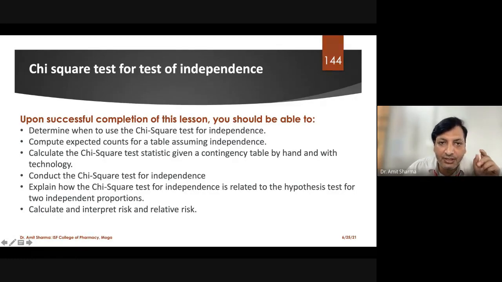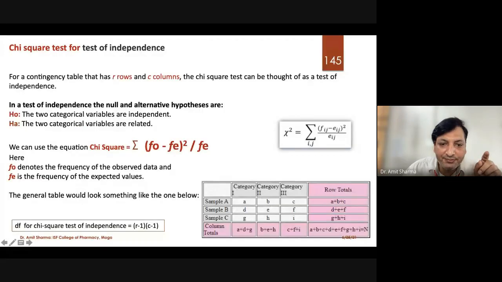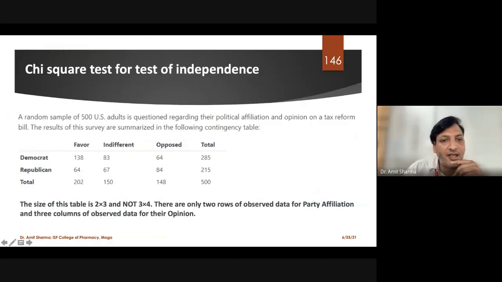But for the test for independence, because we have two different things, we have rows and we have columns. So R minus 1 represents rows minus 1, and C minus 1 represents columns minus 1. From the total number of rows and from the total number of columns, we reduce 1. That is the degree of freedom for the chi-square test for independence. And like this, you are going to get numericals in the examination.